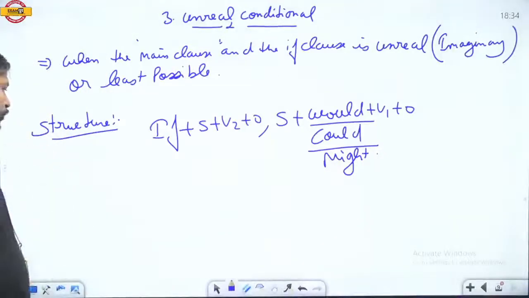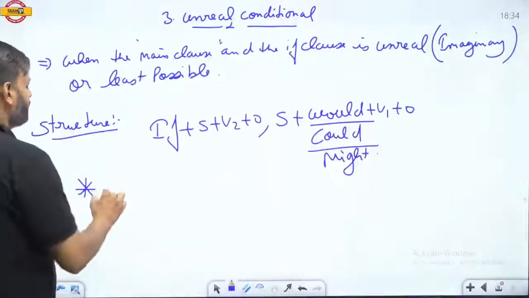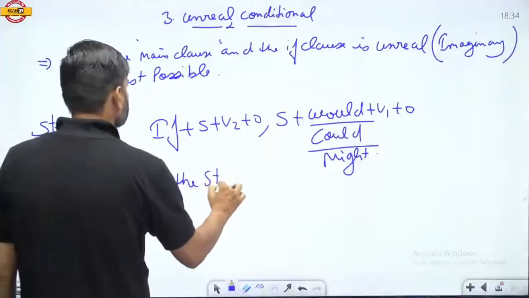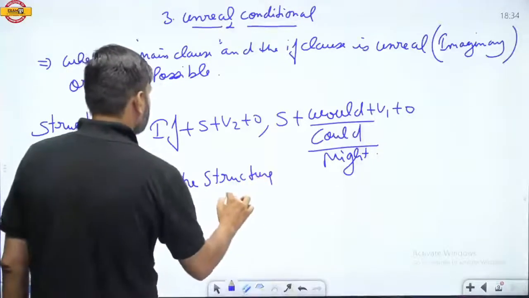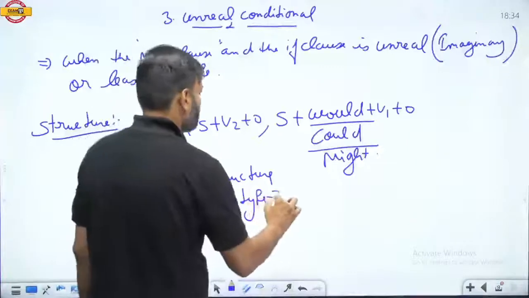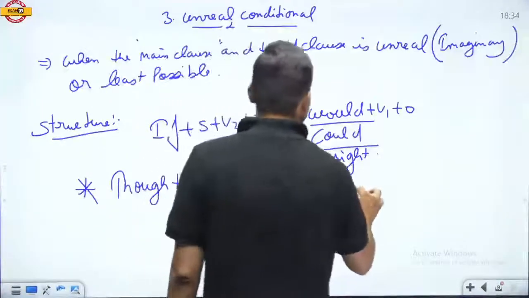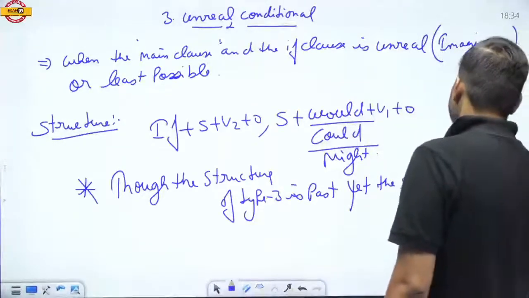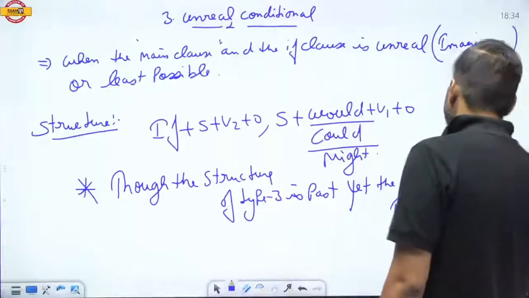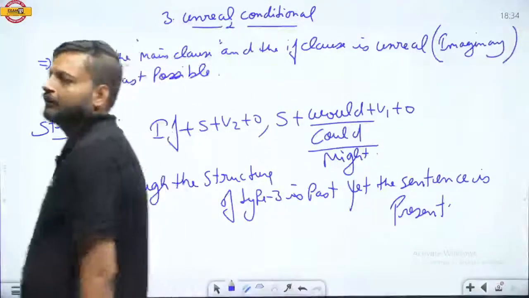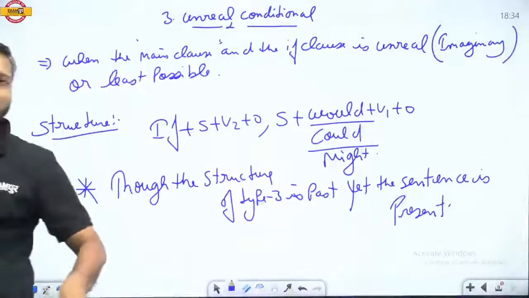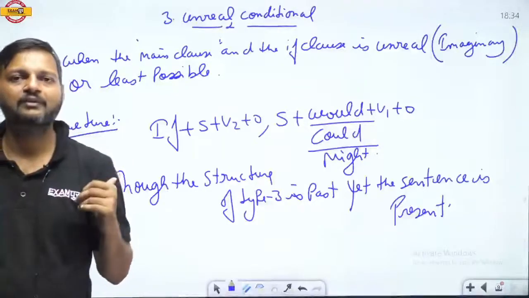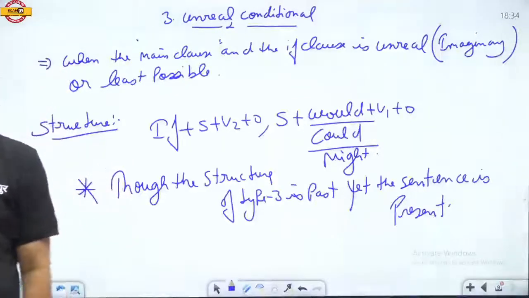The most important thing that you have to keep in mind is that though the structure of type 3 is past, yet the sentence is present. So this is something very contradictory. Though the structure of type 3, that is the unreal conditional, is past, yet the actual tense of this type 3 conditional is present. Okay.